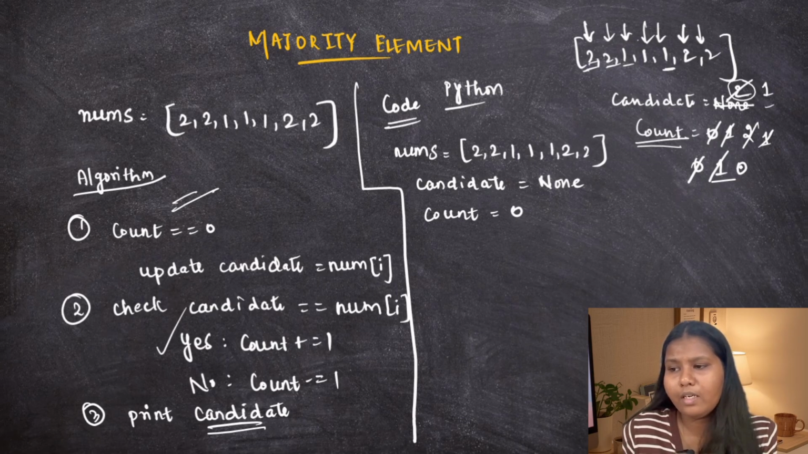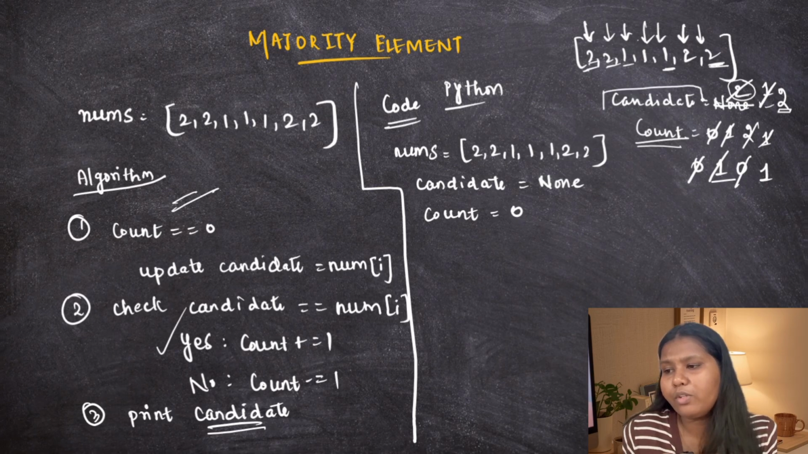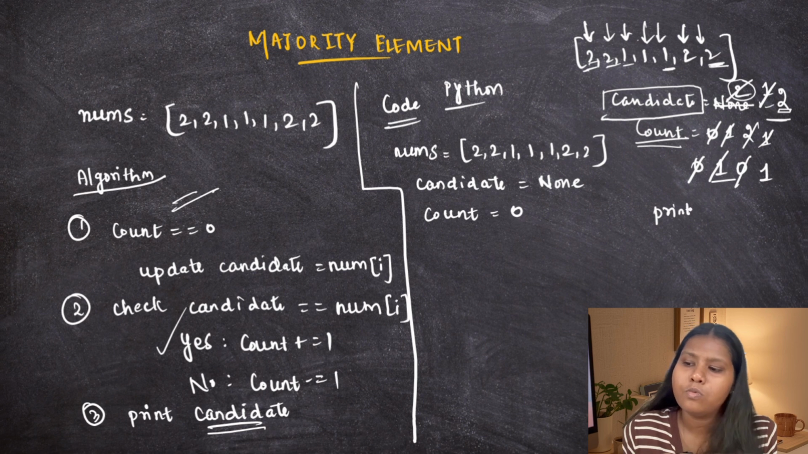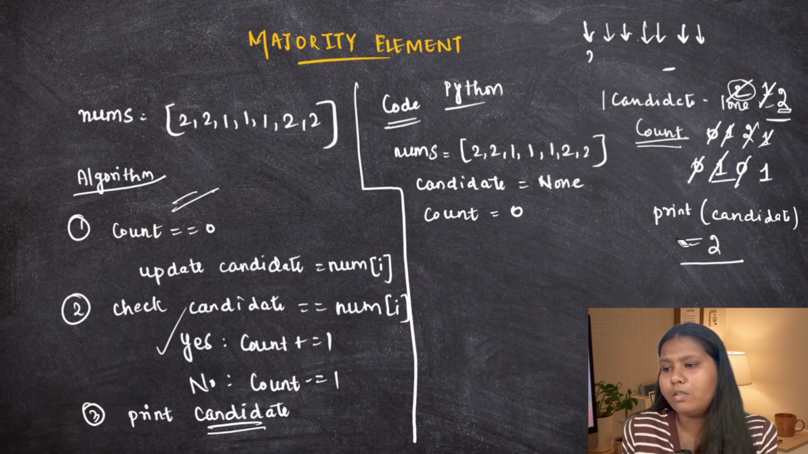Go to the next element. Count is 0. So update the value of candidate with the current number we are traversing, that is 2. Now check the candidate and the current element, they are equal. So increment the value of count. At last, what do you have assigned to the variable candidate? 2. So print this 2. So printing the candidate will give you the value 2, which is the majority element of that array. Let's see how to write the code for this.